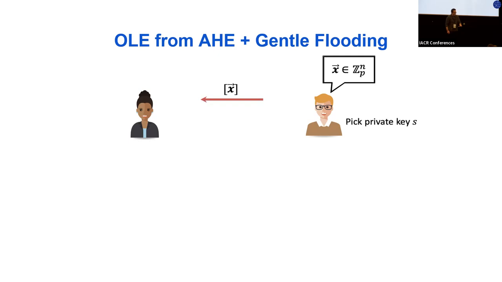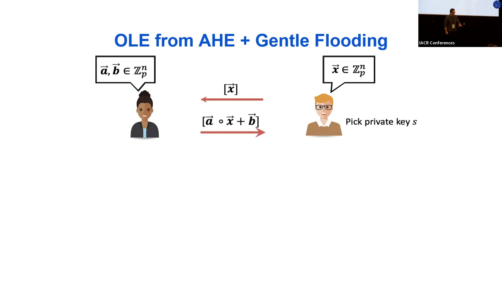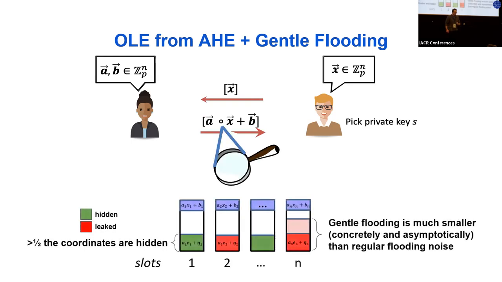So let's look at what happens if Alice just uses a gentle flooding term as opposed to a regular flooding noise term in this AHE protocol. So Bob does the same thing. He encrypts his input X. Alice does the same thing to generate the encryption of the OLE output. But now, instead of adding a flooding term, she adds just a gentle flooding term. And so what Bob gets back is a ciphertext that needs a lot less space between the message and the error, because the noise term that Alice adds is a lot smaller. This is smaller both concretely and asymptotically.